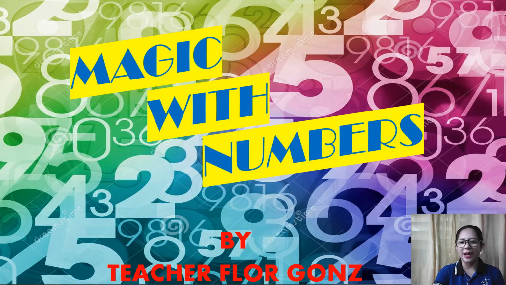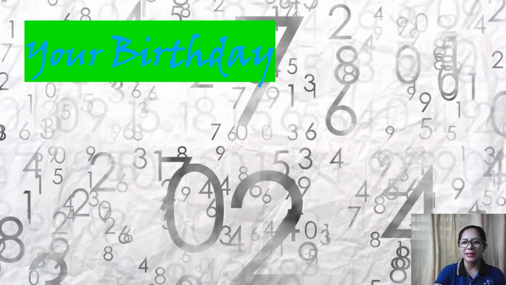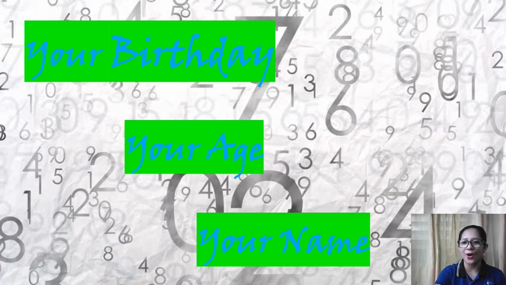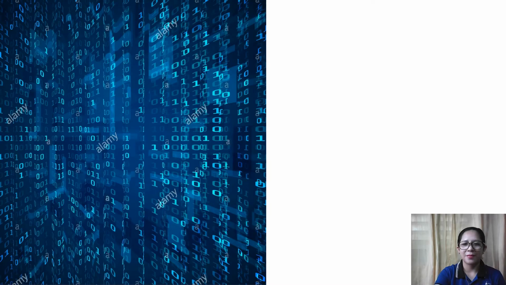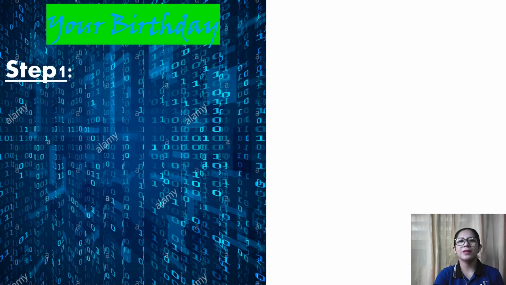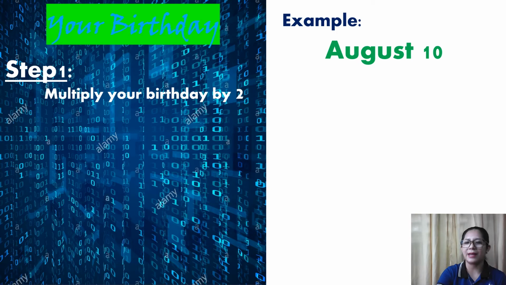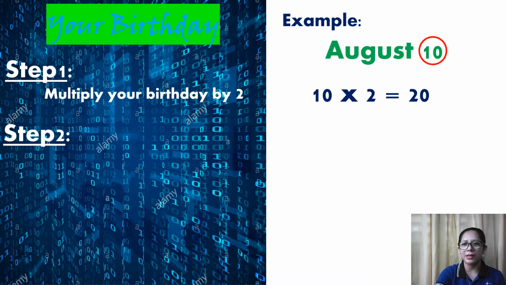Okay, let's start. So again, I will be guessing your birthday, your age, and the initials of your name. So let's start with your birthday. You follow the steps. Step 1. Multiply your birthday by 2. So for example, I will be using Iniago's birthday. That will be August 10. So I will multiply 10 by 2. So I will get 20.